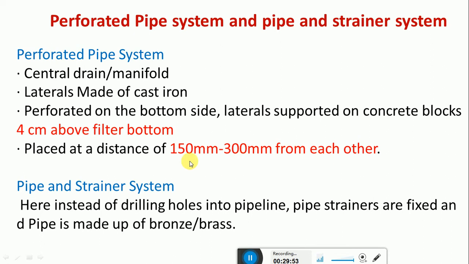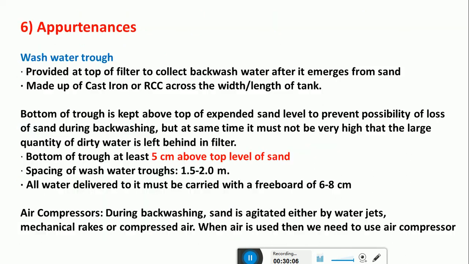So we have the pipe and strainer system. Here, instead of drilling holes into the pipeline, pipe strainers are fixed and the pipe is made up of bronze or brass. Okay, so different under drainage systems can be used, and we also have wash water troughs here. They are provided at the top of the filter to collect backwash water after it emerges from the sand. They are made up of cast iron or RCC across the width or length of the tank.